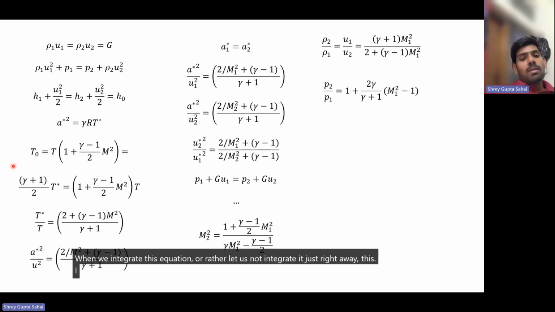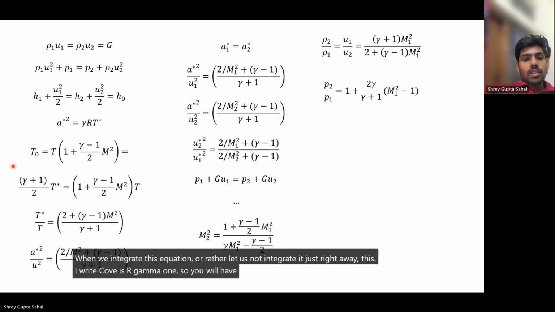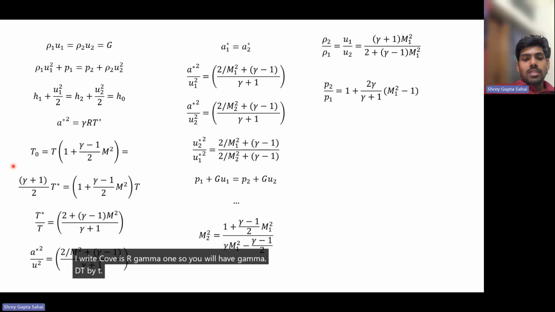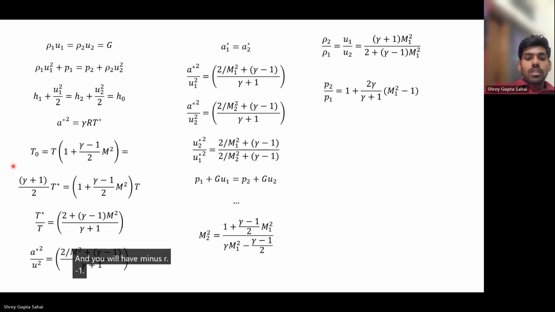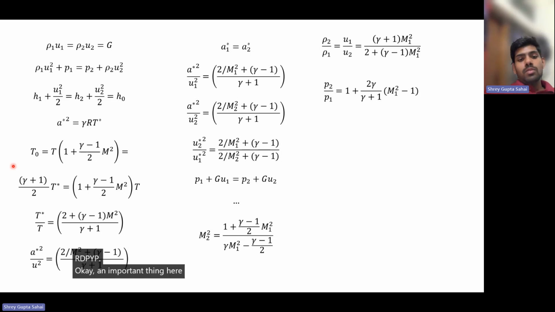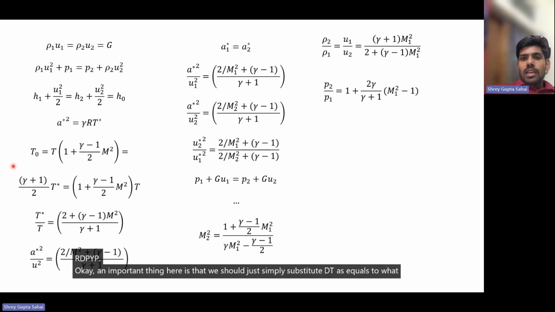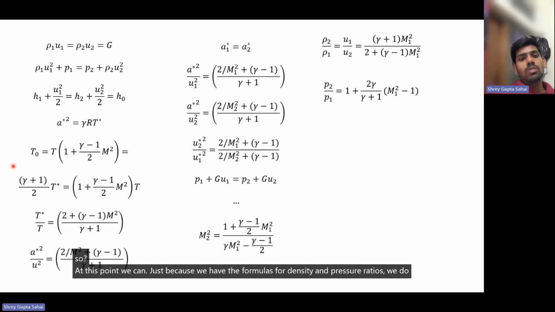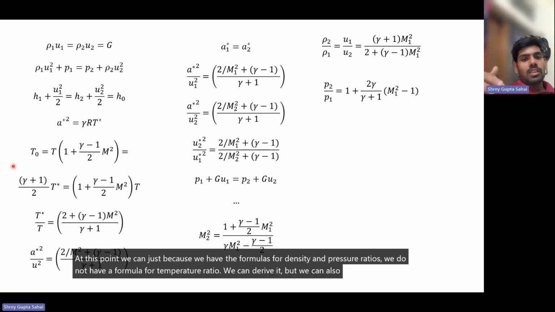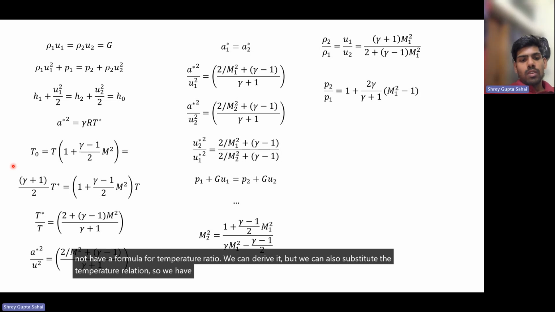I write CV as R by gamma minus 1. So you will have gamma dT by T, and you will have minus, sorry, gamma minus 1 R dP by P. An important thing here is that we should simply substitute dT. At this point, because we have the formulas for density and pressure ratios, we don't have a formula for temperature ratio. We can derive it, but we can also substitute the temperature relation. So what do we have?